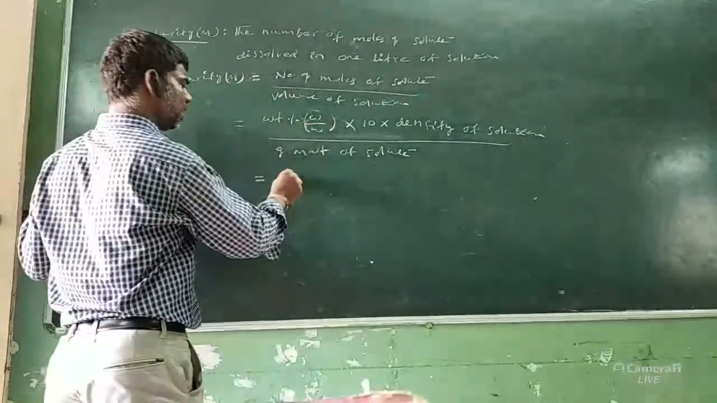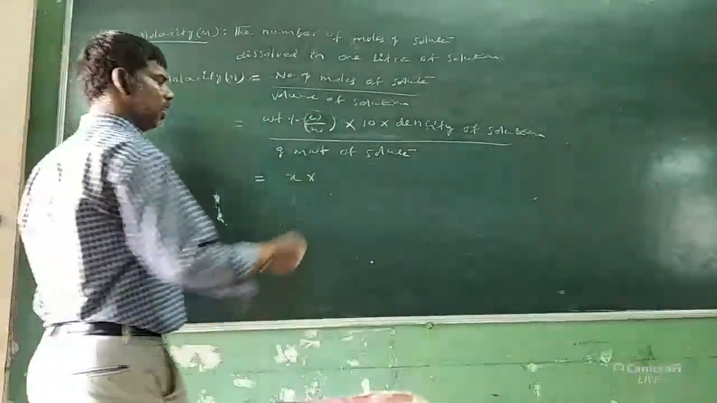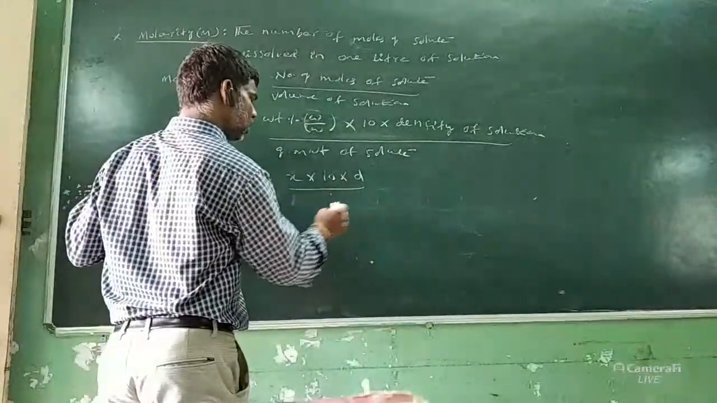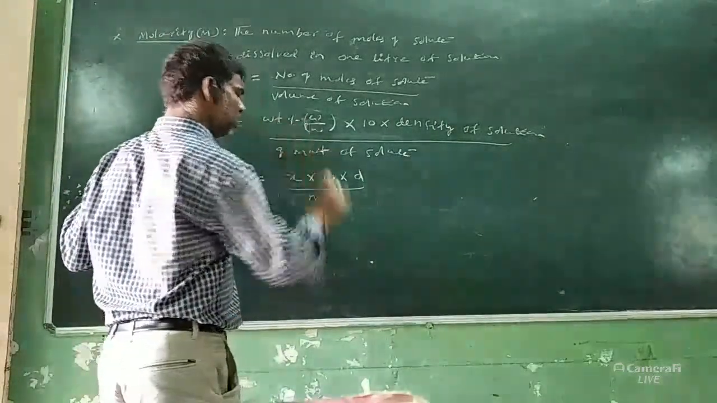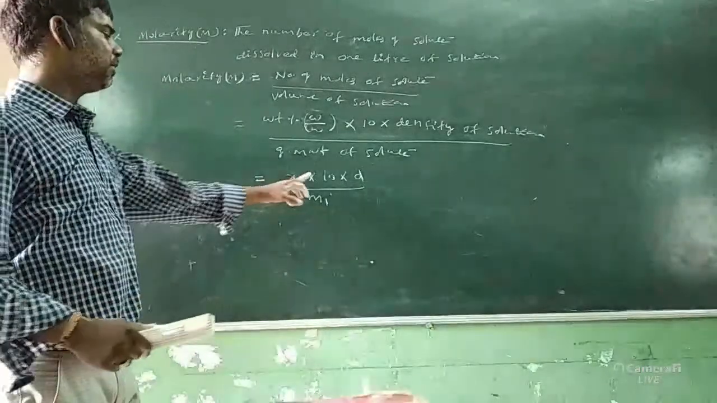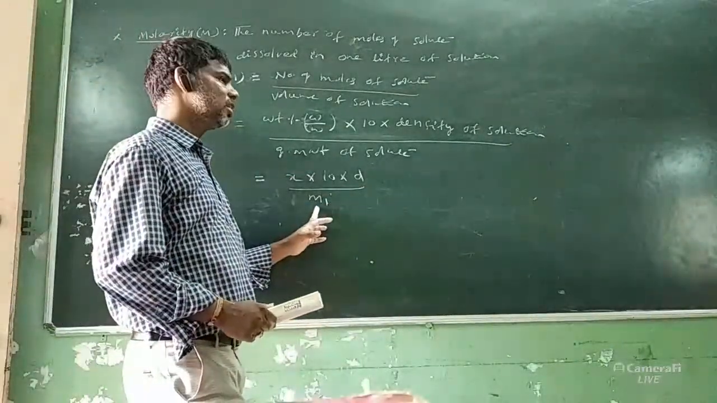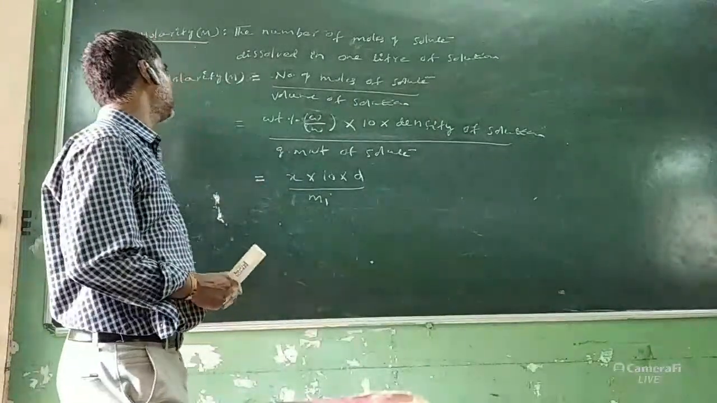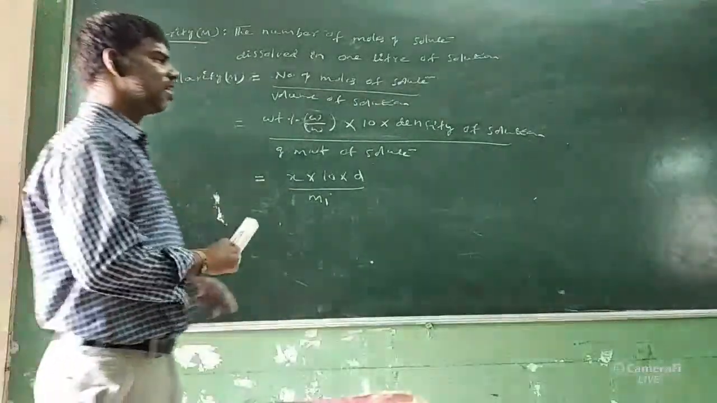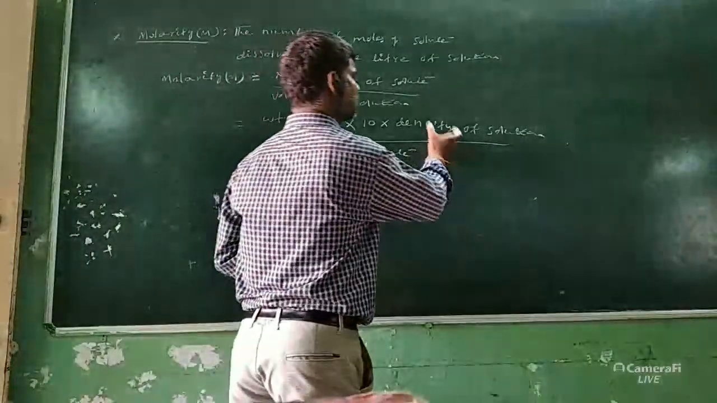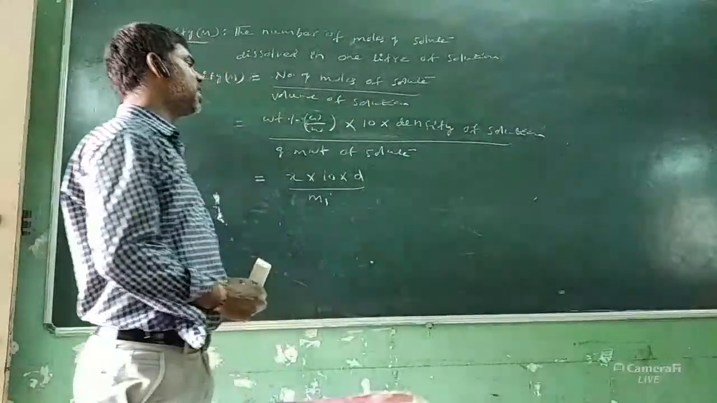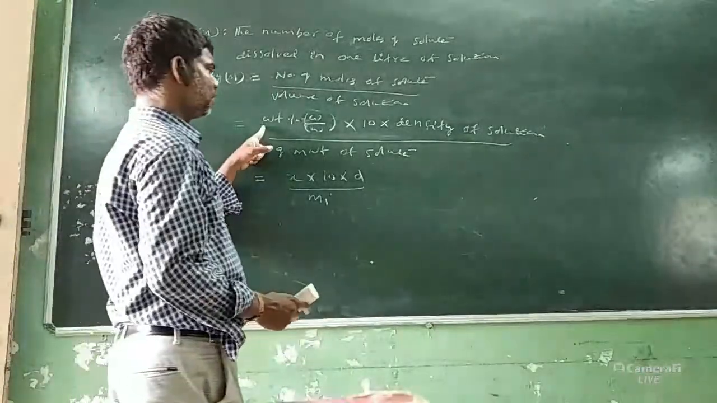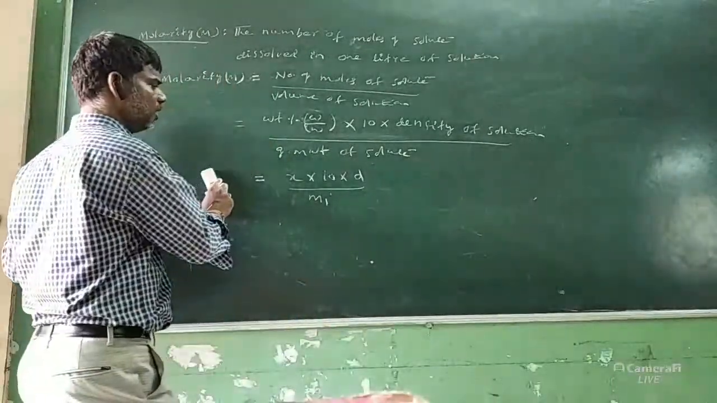So the weight percentage is X, and here we have the 10, density D, by gram molecular weight, M1. So here X into 10 into D by the gram molecular weight of solute. It is one of the very important formulas for calculating molarity, where the data is in terms of density and weight percentage. Here we have weight by weight. See once again how we got it.